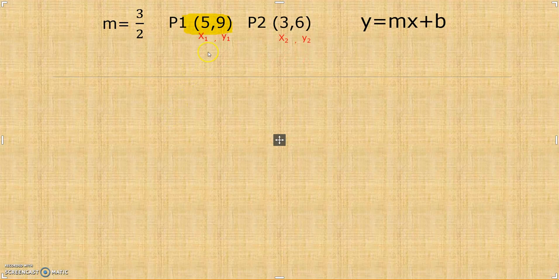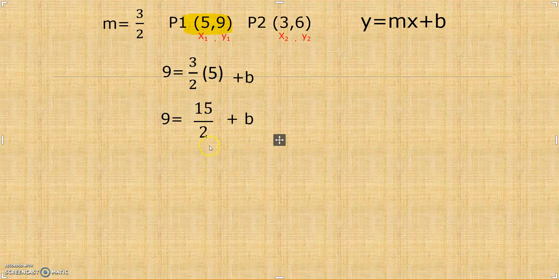So we have x sub 1 and y sub 1. So y is equal to 9. So 9 is equal to 3 over 2, which is our slope here. The m here is 3 over 2 times the value of x sub 1, which is 5, plus b. Then simplify. 9 is equal to 15 over 2 plus b. 15 here because 3 times 5 is 15 and 2 times 1 is 2. Multiplication of fractions. So 9 is equal to 15 over 2 plus b.